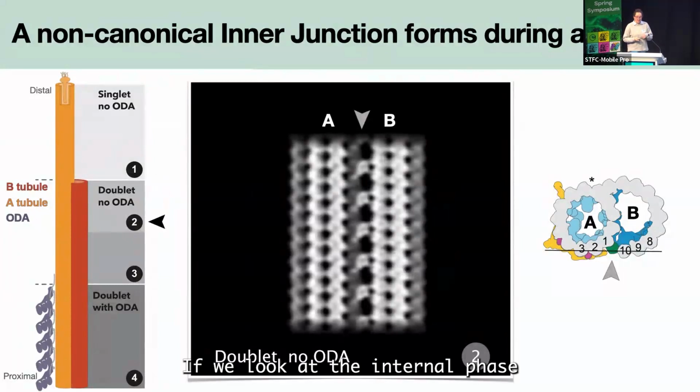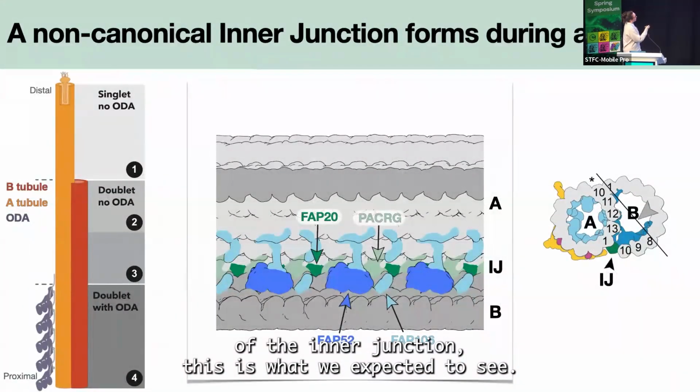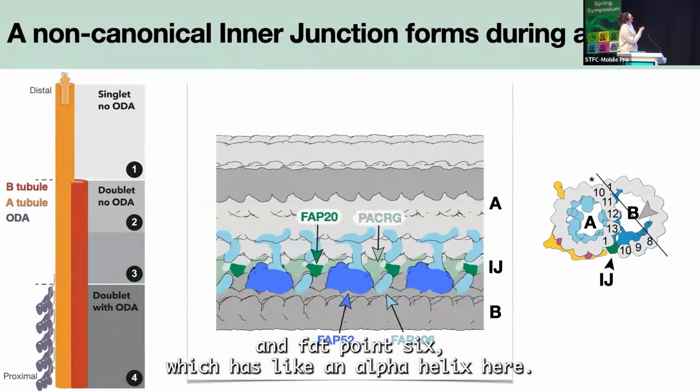If we look at the internal face of the inner junction, this is what we expected to see. There's FAP52, which has two WD40 domains, and FAP106, which has an alpha helix here.